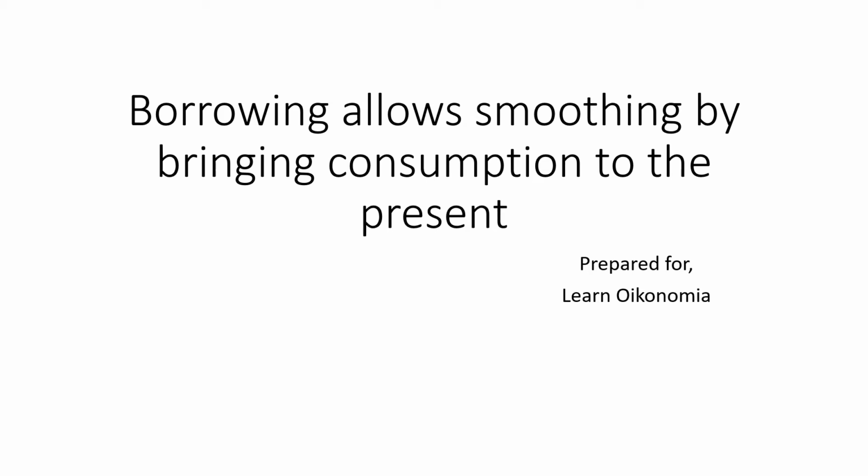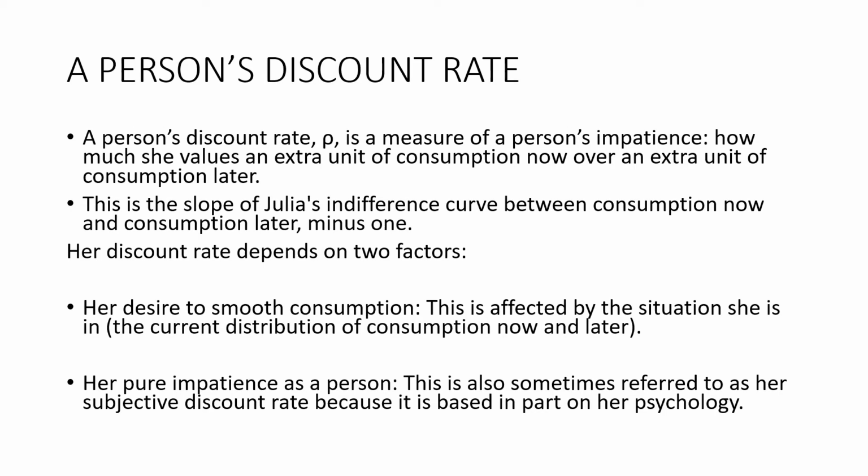Having discussed the borrowing aspects, in this video we are going to look into the borrowing and smoothing of consumption by linking the present consumption and future consumption. For that, we have to understand the aspect which is the discount rate. A percent discount rate, here indicated as rho, is a measure of a person's impatience, how much she values an extra unit of consumption now over an extra unit of consumption later. This is known as the slope of the indifference curve between consumption now and consumption later, minus 1.